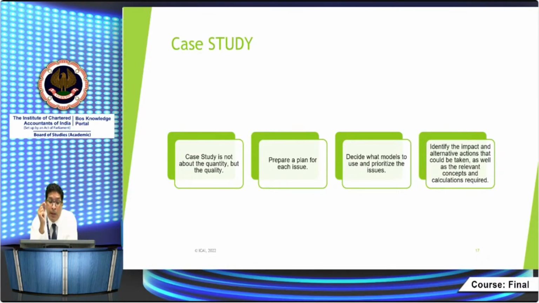Therefore, prepare a plan for each issue. I will say you have to make a planning. You have to make proper planning for each question, each big question or case study. This will give you proper control over the question. Decide what models to use and prioritize the issues. कौन सा मॉडल यूज करना है या क्या इश्यूज हैं. तो ये कैसे होगा, you will get understanding what model we have to apply after studying the case study properly.